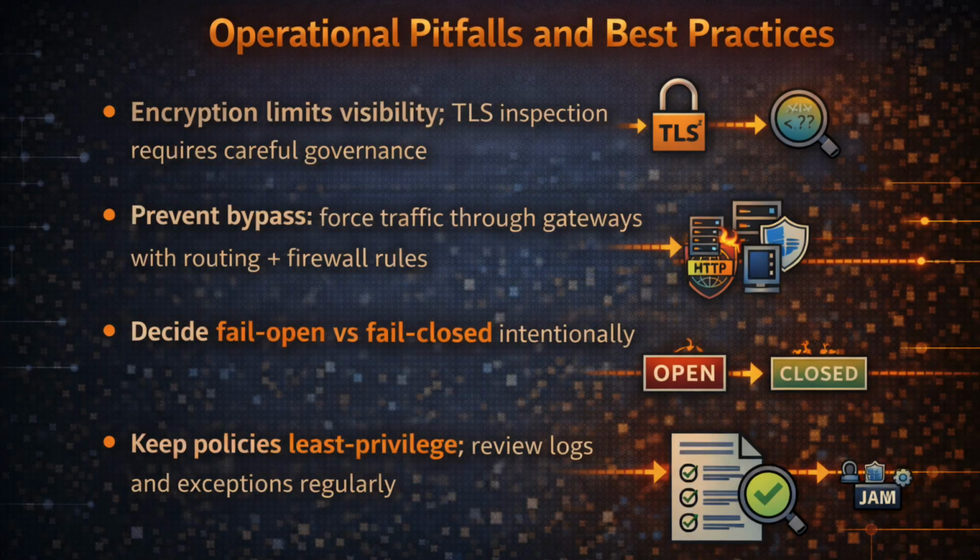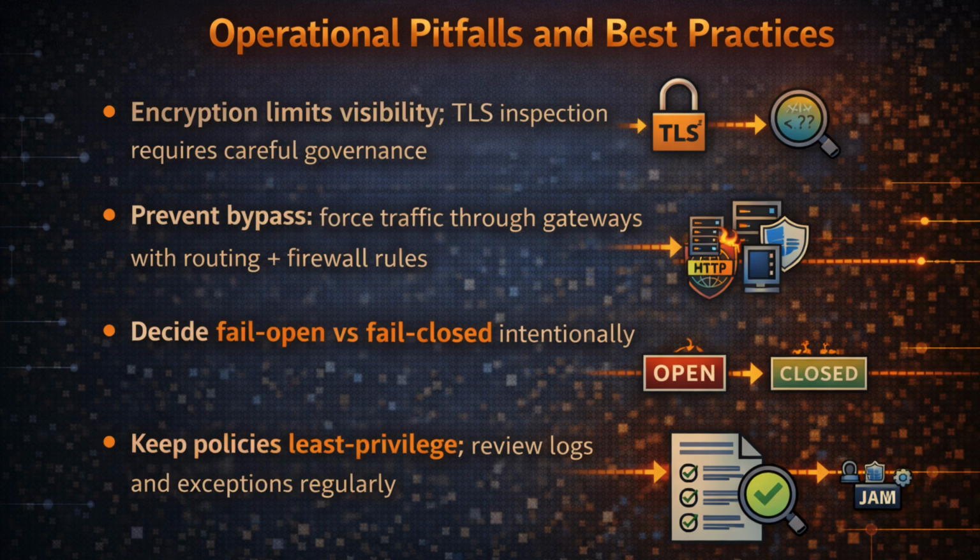Here are the traps that cause real-world failures. First, encryption. If everything is HTTPS, you may not see what you need without TLS termination or inspection, especially for application gateways. That can be worth it, but it comes with governance, privacy, and key management responsibilities. Second, bypass. A proxy only helps if traffic is forced through it. Ensure network paths and firewall rules prevent direct-to-internet access that skips the gateway.